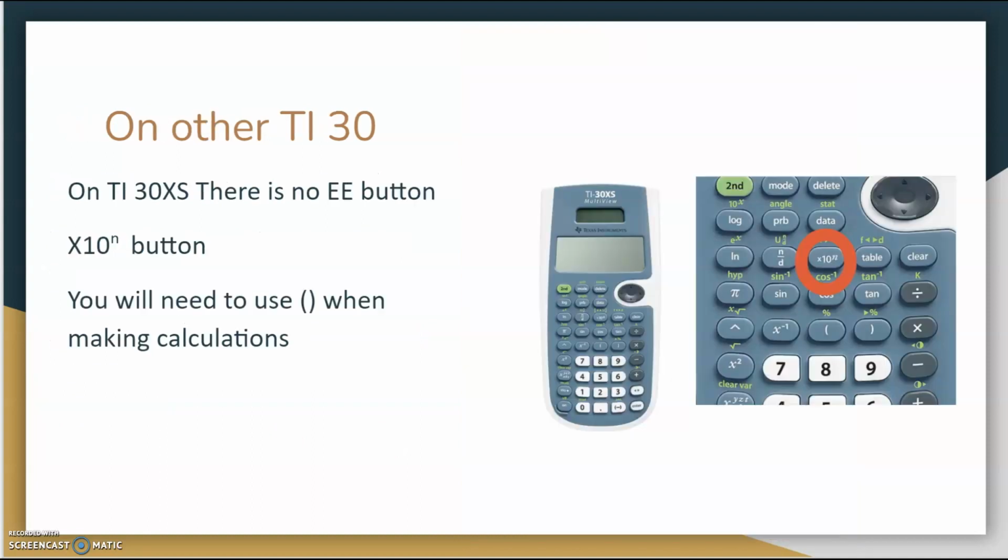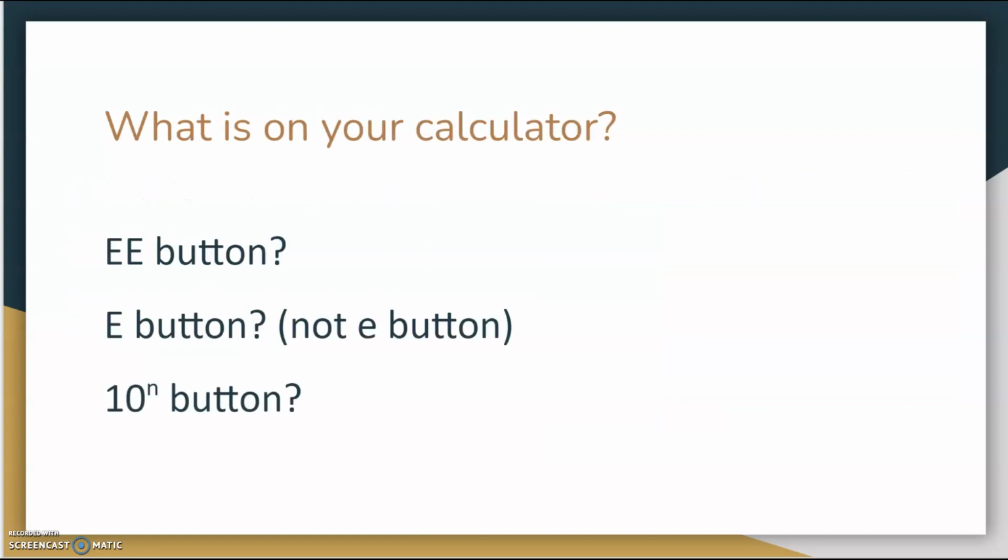I have another calculator, which is also a TI-30, that doesn't have the EE button. It has a times 10 to the n. So that's right here on this calculator, times 10 to the n. And if I use this, I'm going to have to remember to use parentheses with calculations. So let's do some examples so you know what I mean.